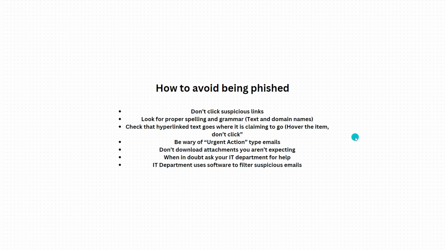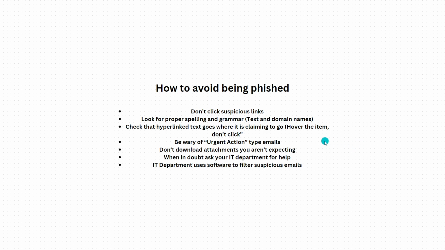Another thing to check is that the hyperlink in the email body actually goes where it's claiming to go. For example, if it claims to go to google.com, you should hover it. Don't click it until you hover it, and a little box will pop up showing you where it actually goes. It might be google.com, but it might not be Google, it might go somewhere else.